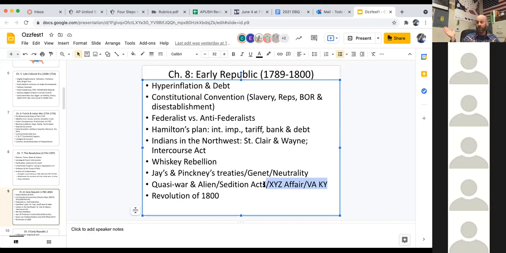You find someone who's been injured by this, someone arrested and imprisoned or fined or deported, and you sue the federal government and you ask the Supreme Court for relief. And if the court rules in your favor, the action is reversed. The Republic was so new and people were divided.